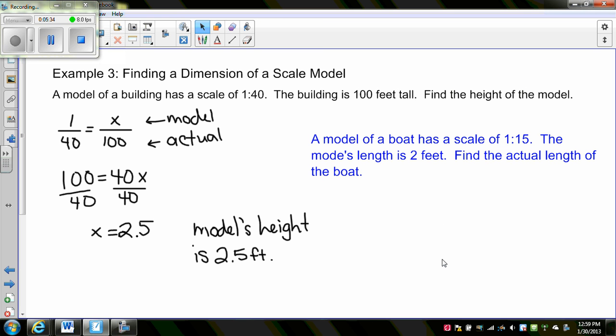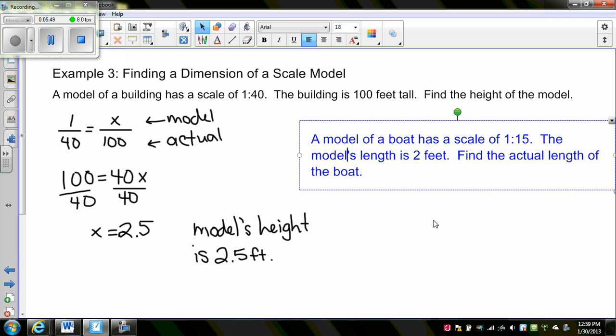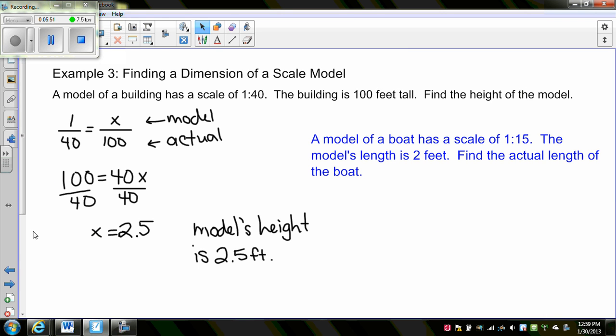So last example, give this a try tonight. If you had a model boat that has a scale of 1 to 15, the model's length is 2 feet. What would be the actual length of the boat? This should say model's. So find the actual length of the boat. Press pause and give it a try, and that's it for today.